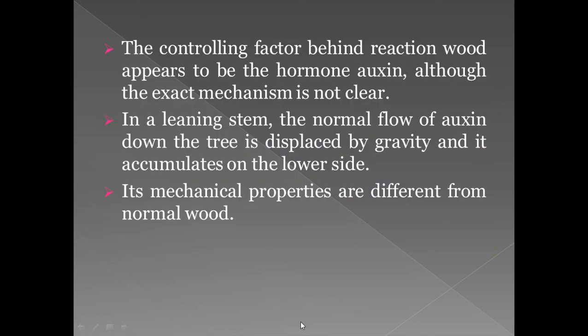The controlling factor behind reaction wood appears to be the hormone auxin, although the exact mechanism is not clear. In a leaning stem, the normal flow of auxin down the tree is displaced by gravity and it accumulates on the lower side. So that's why its mechanical properties are different from normal wood.